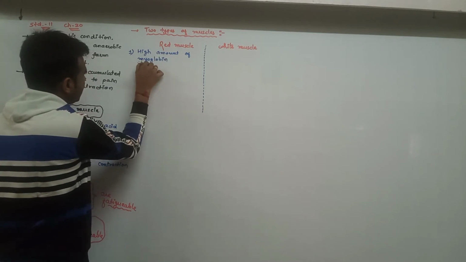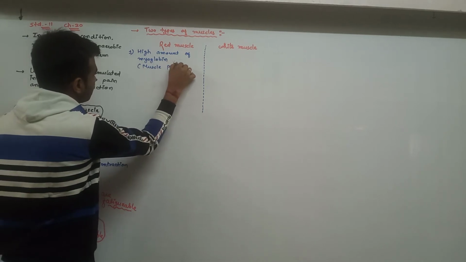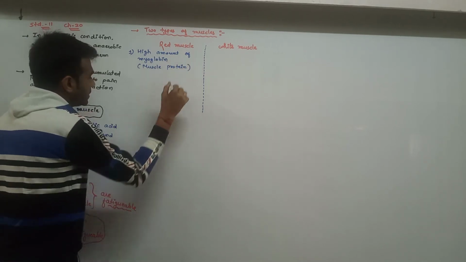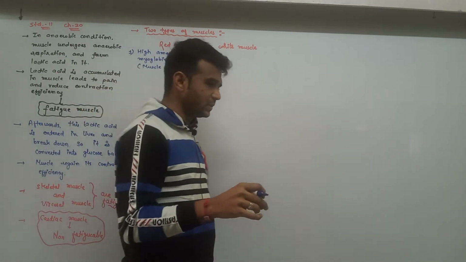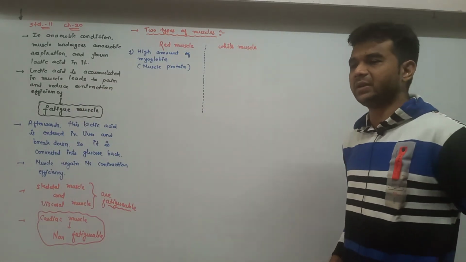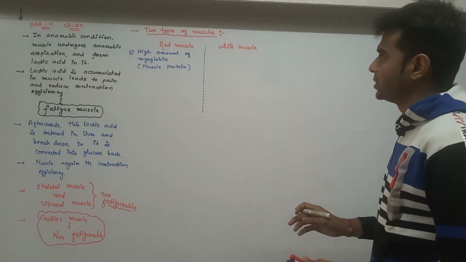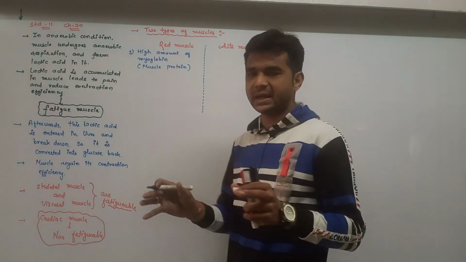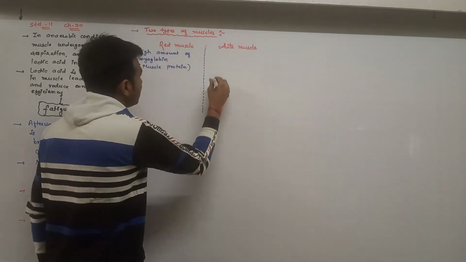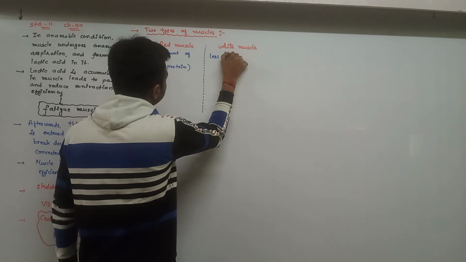Actually, myoglobin is a muscle protein. In the same way, in our blood we have hemoglobin. Similar to that, in muscle myoglobin is there. So red muscles consist of a high amount of myoglobin, whereas white muscles have a less amount of myoglobin.